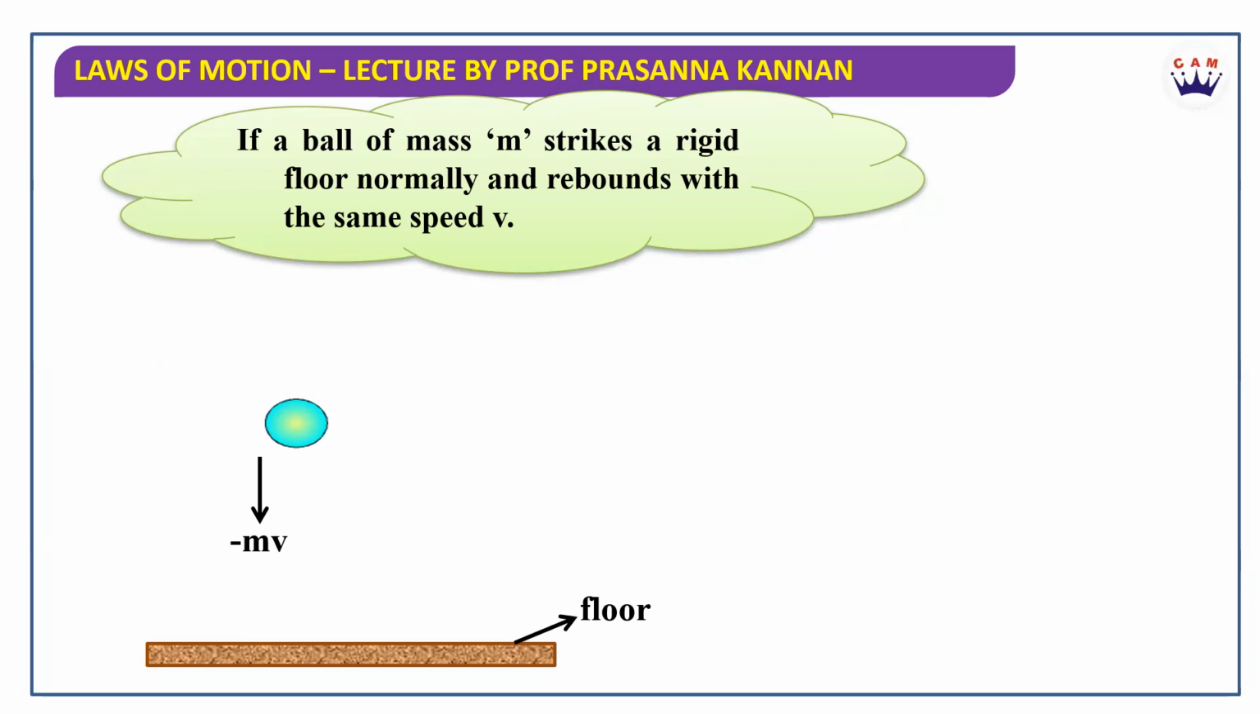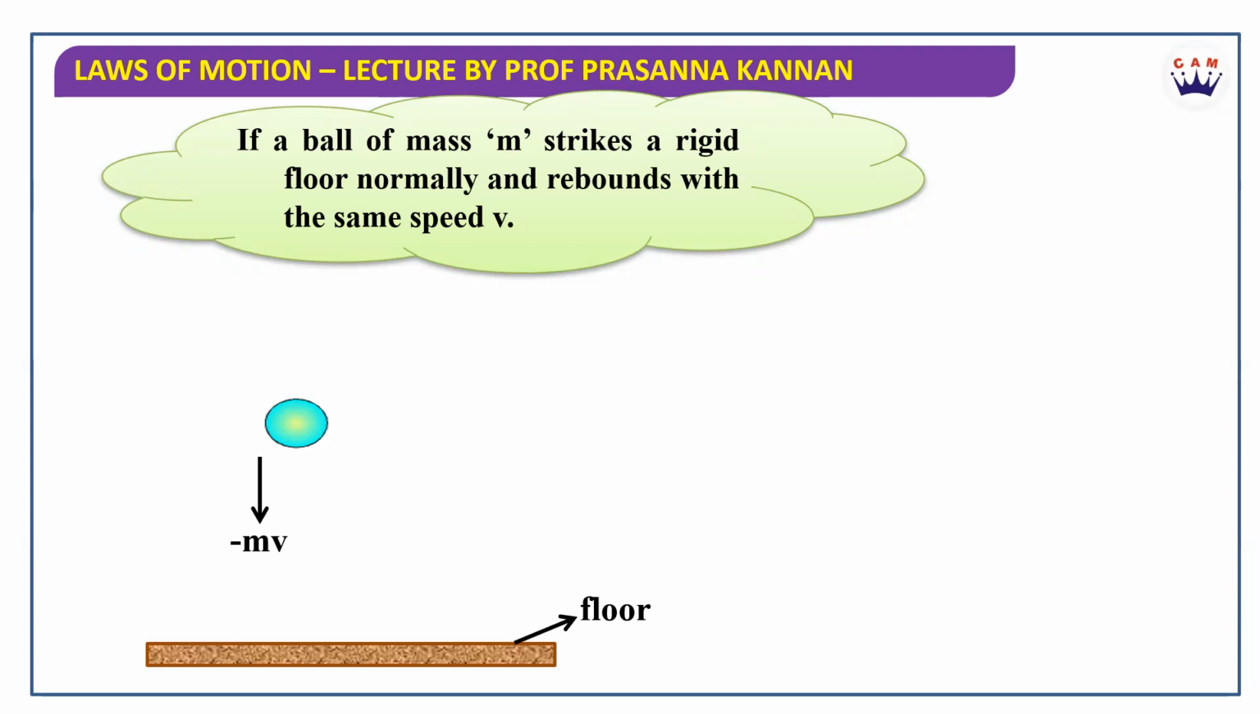Here, in the first chapter, you might have learned motion in a straight line. When a body is coming down, its velocity vector is in which direction? Downward direction means what do you take the sign as? Negative. It's minus mv when it's coming down. What is mv? Not velocity, momentum. So momentum is negative when it's coming down.